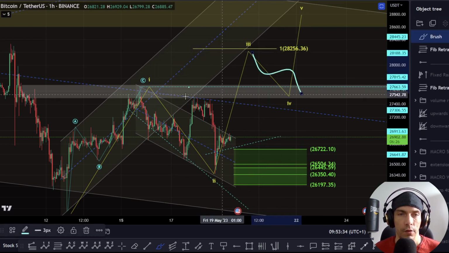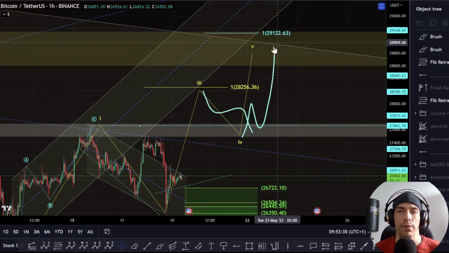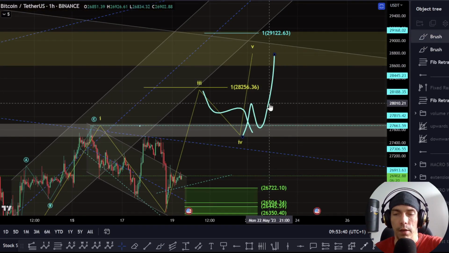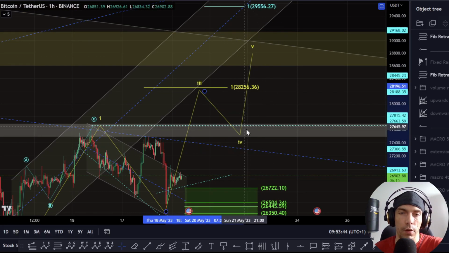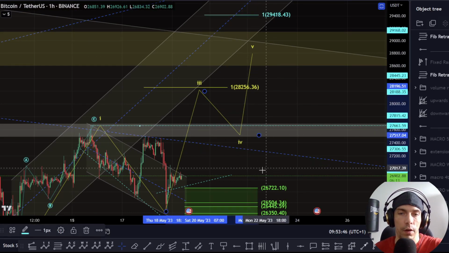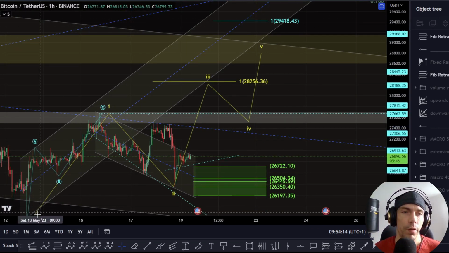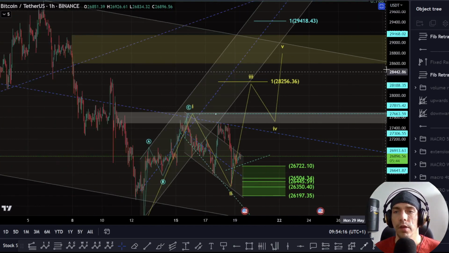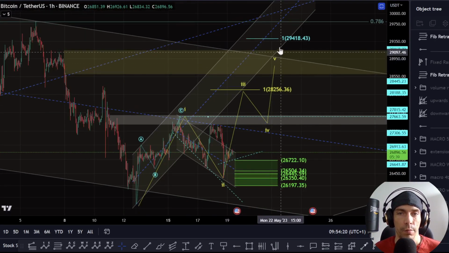Then we'd need to see interaction with this wave one high, and then we'd need to see another three-wave move to the upside, which if I take it to just beyond this low point would be looking to target out. It could not target out higher than this 29,418 area. So that would be an area that would be quite interesting, because obviously this would bring us back into the higher range of this box. It would also bring us back into this channel.